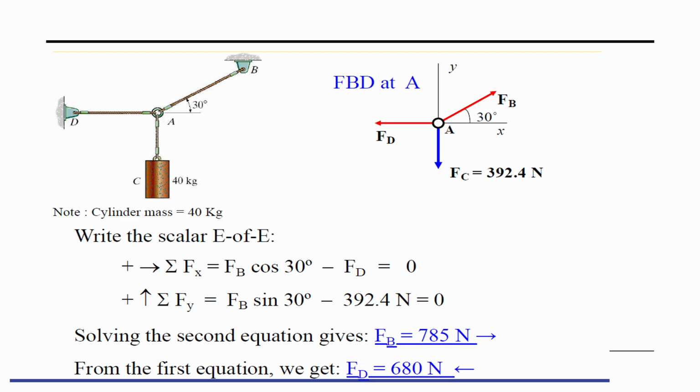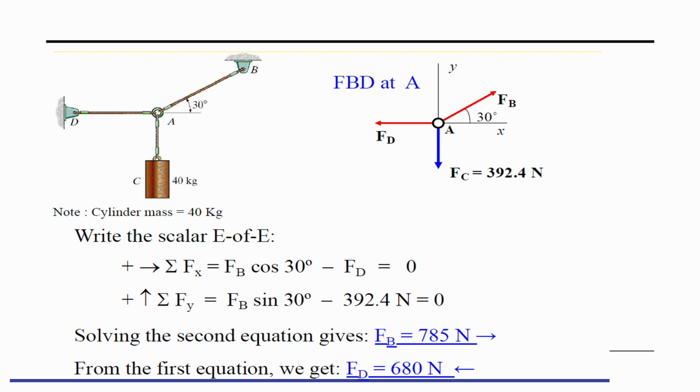The second equation, we have that the sum of forces in y direction is equal to 0. So that means using trigonometry, FB times sine of 30 minus, and we have also only the cylinder, that means minus 392.4 is equal to 0. So solving these two equations, we have that FB is equal to 785 Newton, and we obtain that FD is equal to 680 Newton.